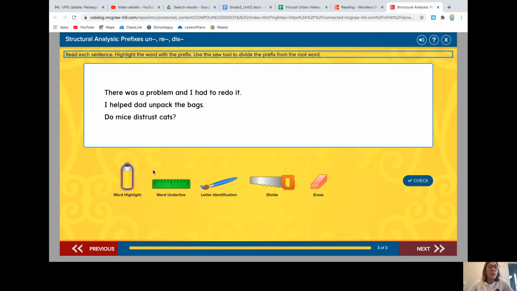Sentence 2. I helped Dad unpack the bags. Write the word with the prefix down. Draw a line in between the prefix and the root word. And last one. Do mice distrust cats? Write the word with the prefix down and draw a line in between the prefix and the root word.